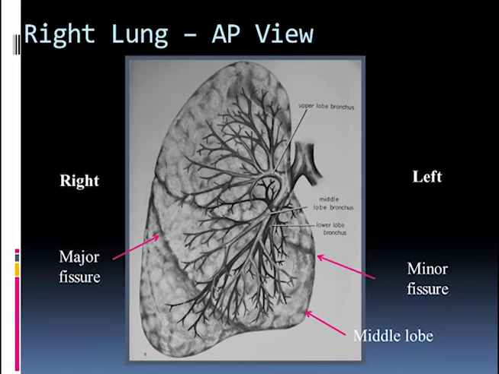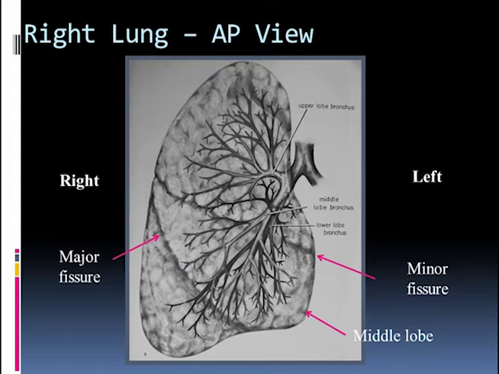So we're looking straight on frontal view, AP view, and we've got the right side here and the left side over there. So as we're coming down, there's a major fissure on this side and a minor fissure. The minor fissure is the first line we see crossing the lung, and the major fissure is the second line. The minor fissure separates the middle lobe from the upper lobe, and the major fissure separates the upper and middle lobe from the lower lobe.